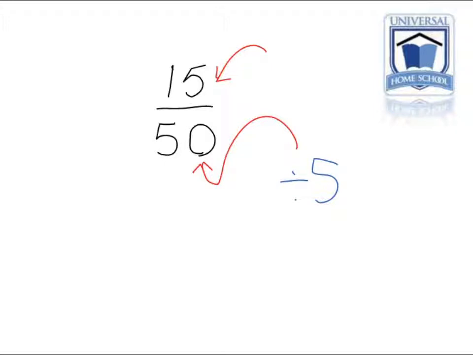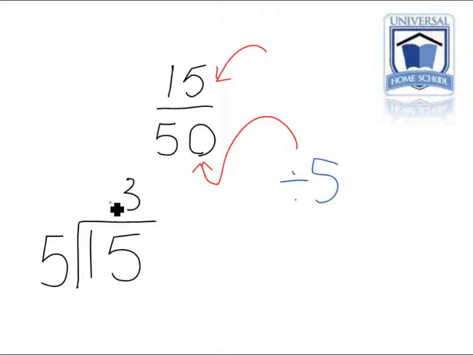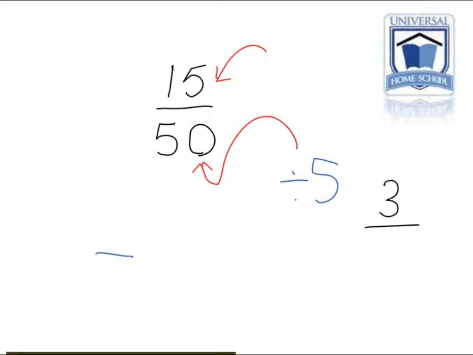So what we've got to do to the top, we've got to do to the bottom. Let's look. 15 divided by 5 equals 3. So that will be the new numerator. And now we're going to divide the 50 by 5. So we've got 3 as a numerator, and now we're going to find the new denominator. We're going to divide 50 by 5 this time. How many 5s are in 50?